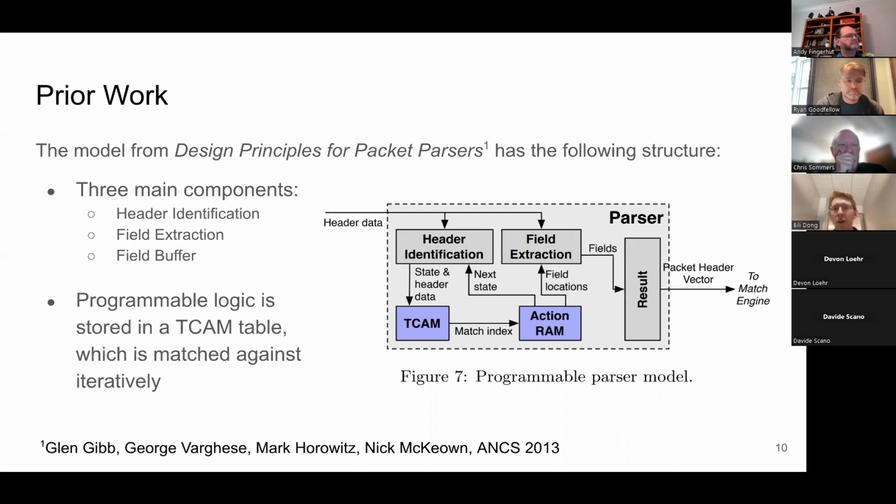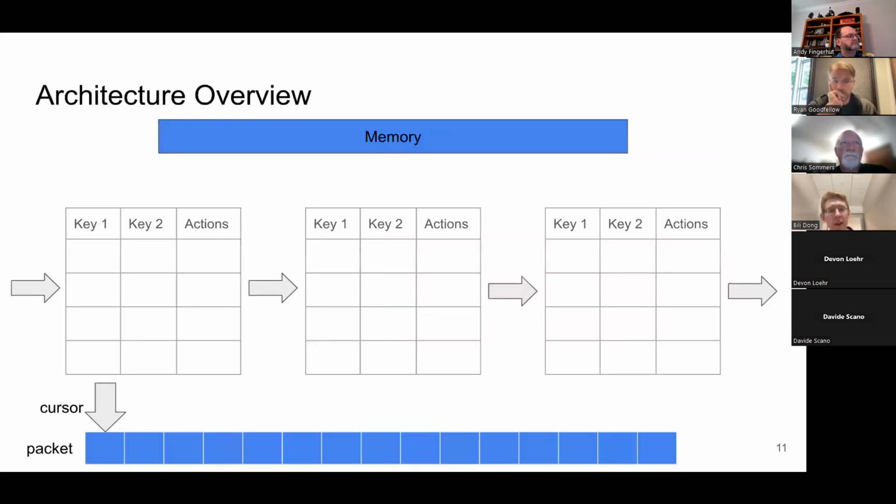But there are several differences between our model and this one. A big one is that in this model, you've essentially got one big TCAM table that is iteratively matched against multiple times. Our model, instead, is structured around a series of TCAM tables, which are matched against one each in order. So this is a high-level overview of what our architecture looks like.